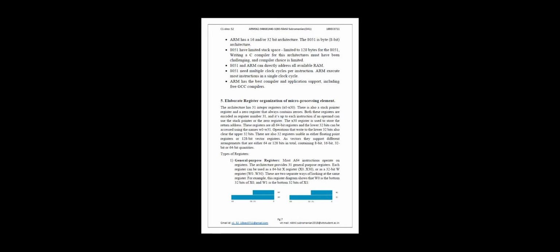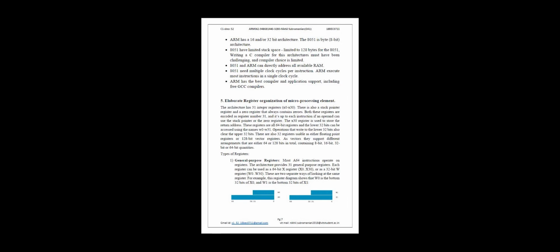The 8051 and ARM can directly address all available RAM. The 8051 needs multiple clock cycles for instructions, while ARM executes most instructions in a single clock cycle. ARM has the best compiler and application support, including free GCC compilers.